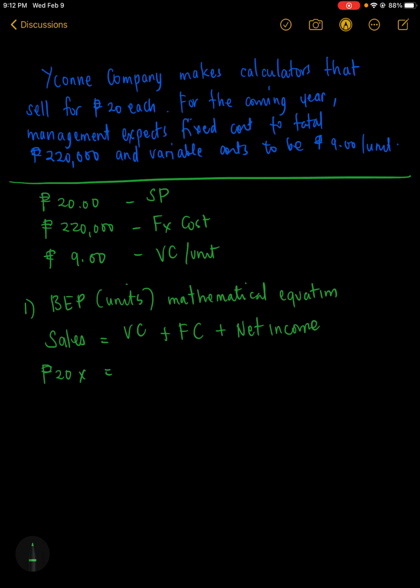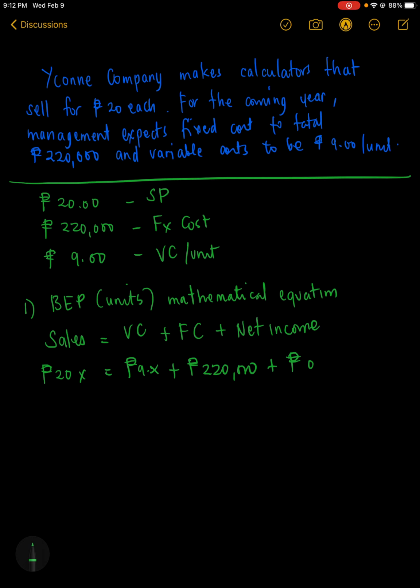Okay? Our variable cost is 9 pesos times X. And then, our fixed cost is given, 220,000 pesos. In this case, our net income, although it's not given, is 0, because we are at the break-even point. We said the break-even point is the level of sales where you have no income, but you also did not incur a loss. So, therefore, your net income is 0 here.